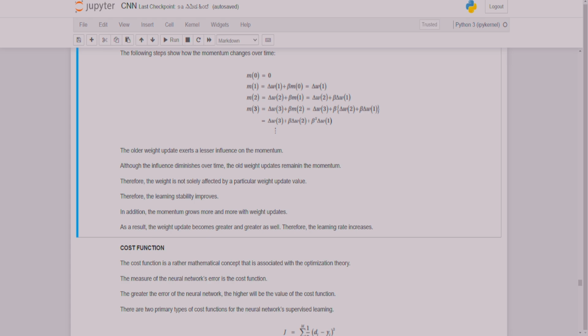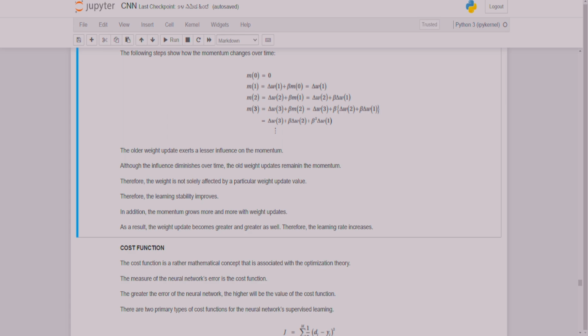So as we already understood, as time progresses, the oldest one you may not see any effect. But definitely we can see that their effects will be present over there, but they may not influence by a huge margin. So weight is not solely affected by a particular value. The current change is not the only one deciding that. All the accumulated values of the past weights will also come into picture.